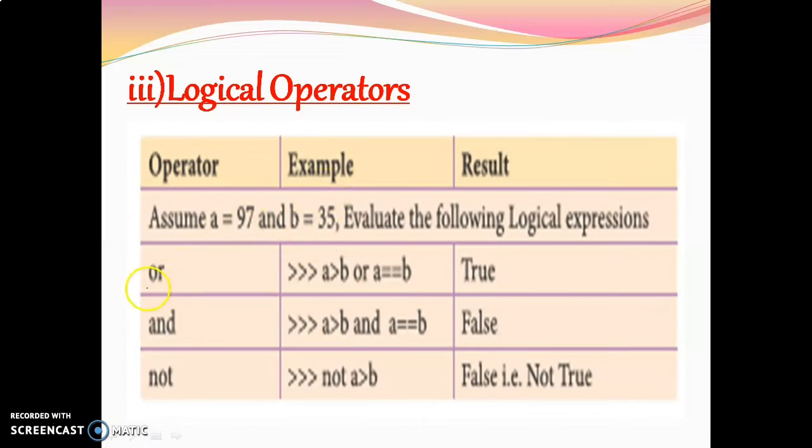Now you can see the examples for these logical operators. I take the value of A as 97 and B as 35. For the OR operator, if any one of the inputs is true, it returns true. Do you remember the truth table discussed in 11th standard? OR logic gate, AND logic gate, NOT logic gate. In an OR gate, when any one of the inputs is true, the output is also true. 0 0, 0 1, 1 0, 1 1.